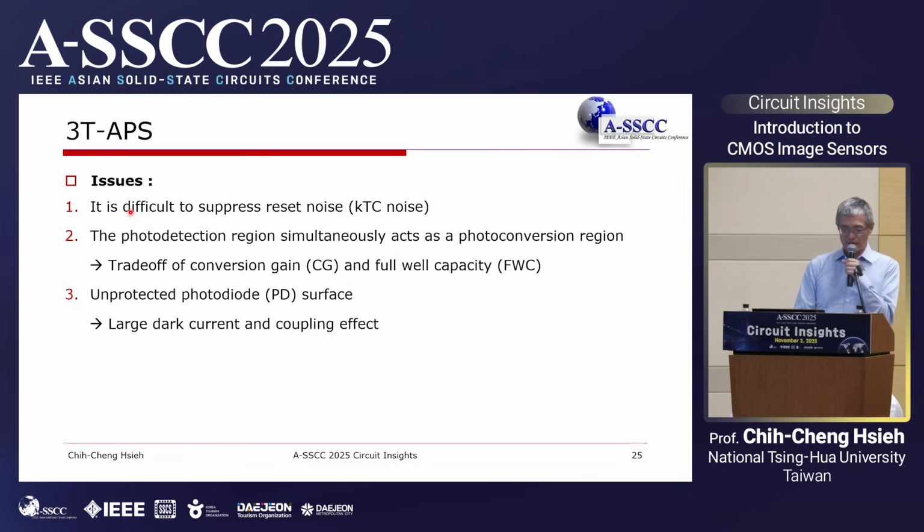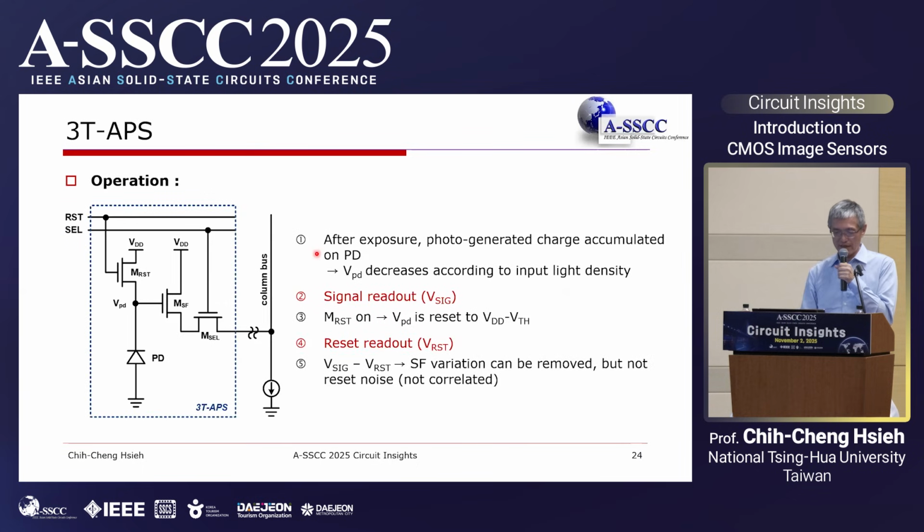There are some issues for the 3T APS. First, it's difficult to suppress the reset-induced noise, kTC noise. The reason is that after reset, we have some kTC noise on the VPD node, and after exposure, we will read the reset noise plus the signal out in this phase. After another reset, we will read out the reset level, but the reset noise in this phase is different from the one in this phase.